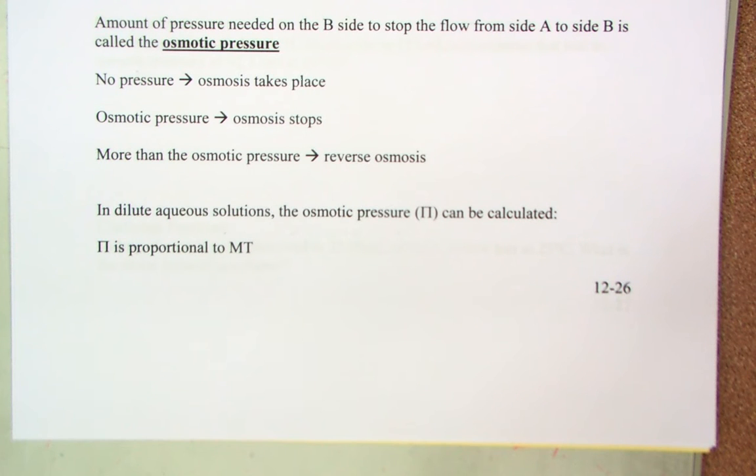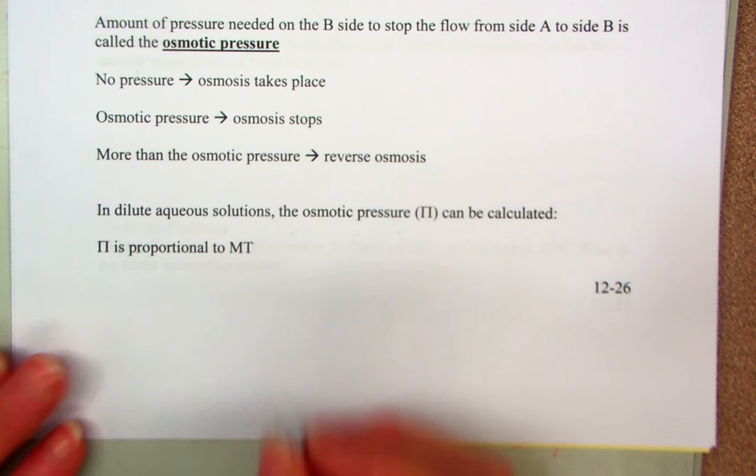Okay, so let's look at the mathematics associated with osmosis. In dilute aqueous solutions, the osmotic pressure, which we use the variable pi, can be calculated. Pi is proportional to MT. Now, I just want to say this pi is not the number 3.1417. This is just a variable, like I'd say x.